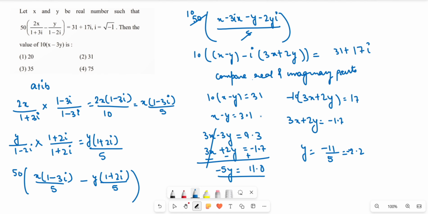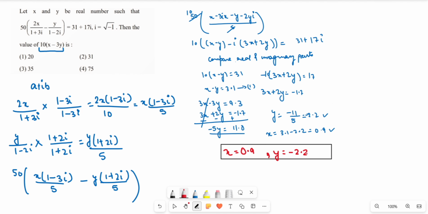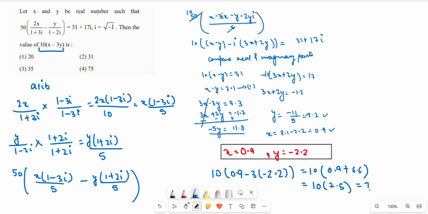Now I can substitute the value of y in my equation number 1. So x will be equal to 3.1 minus 2.2, that is equal to 0.9. Now I can substitute these two values in 10 times (x minus 3y). So I'll get 10 times (0.9 minus 3 times minus 2.2). So this will be equal to 10 times (0.9 plus 6.6), which is 7.5, which is equal to 75 only.